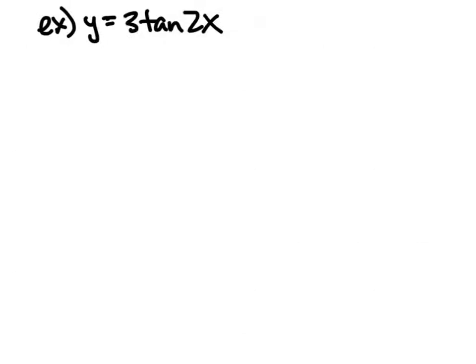The first example that we're going to do is y equals 3 tan 2x. All right, so let's just start thinking about the things that we know. What's a? A is 3. B is 2.